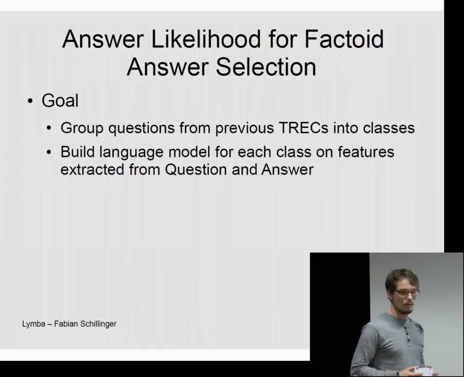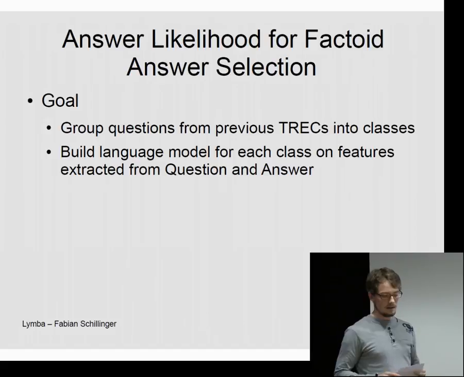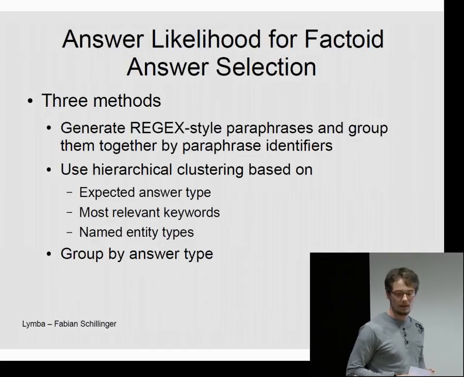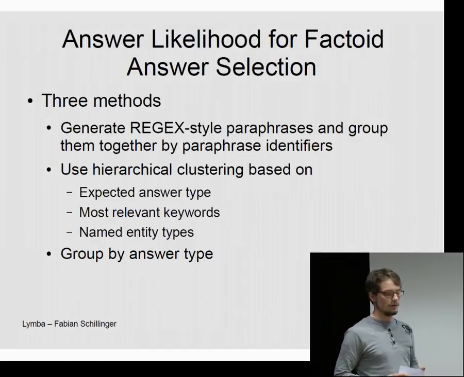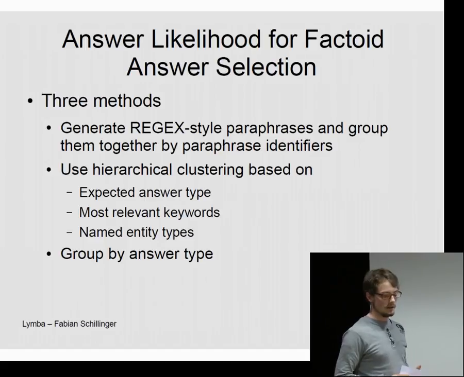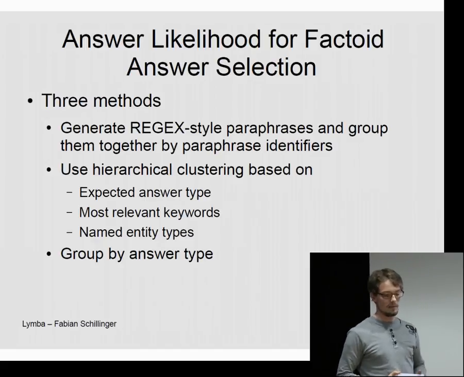The goal was to group the questions from previous tracks into classes and build a language model for each class, with features extracted from questions and answers. They had three methods which they tried. The first was to generate regular expression style paraphrases and group them together by paraphrase identifiers. The second method was to use hierarchical clustering based on expected answer types, most relevant keywords, and named entity types. And the last method was to group by answer type.